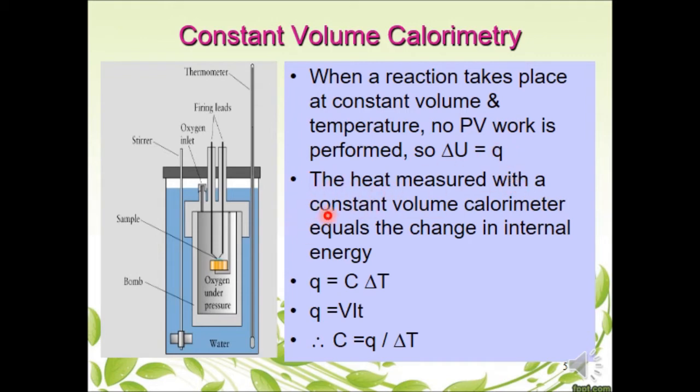So heat measured with a constant volume calorimeter will equal the change in internal energy. Q is heat capacity multiplied by change in temperature, or if it involves volt and current, we have VIt, over time. Therefore we can calculate C by moving Q to one side. So Q divided by change in temperature will give you heat capacity C.